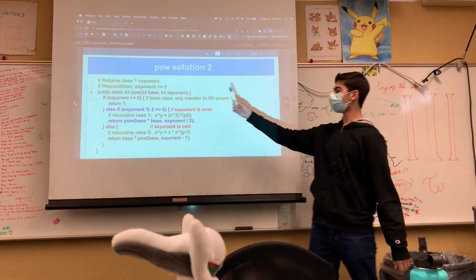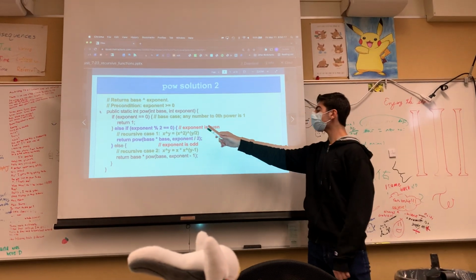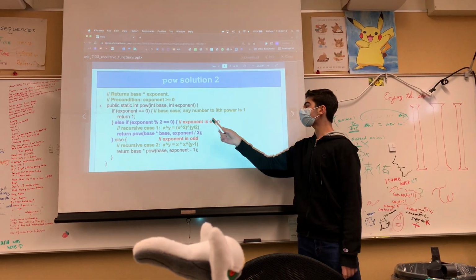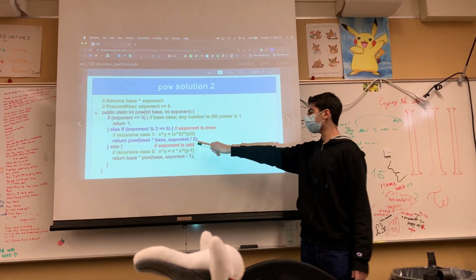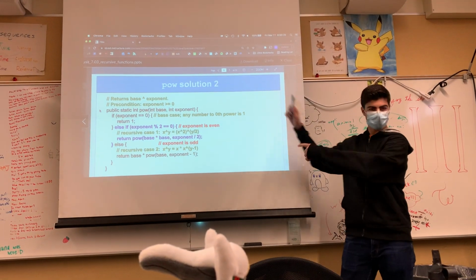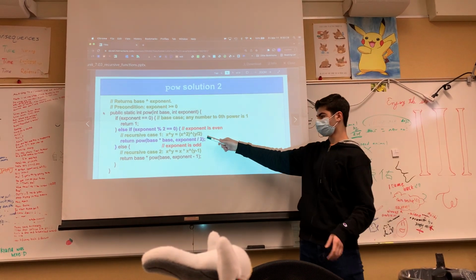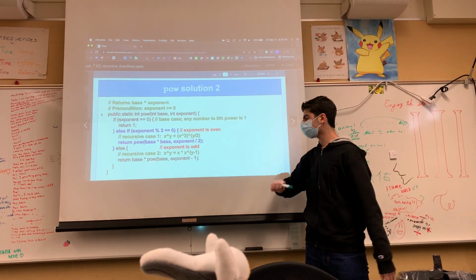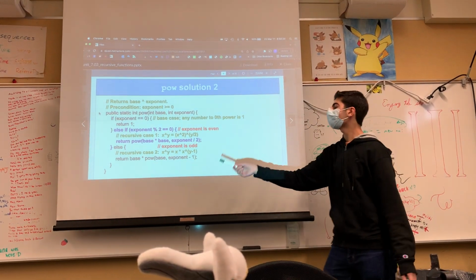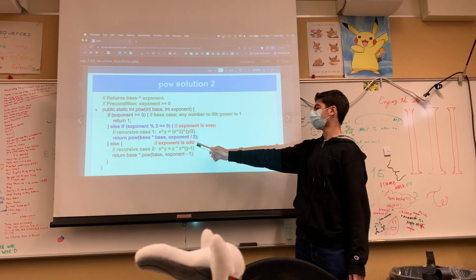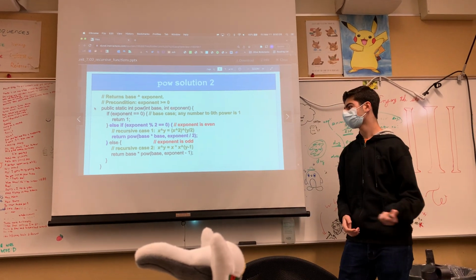So yes. If the remainder equals 0, that means that it's even. Then it returns PAL base times base and exponent divided by 2. We're going to go through it again on the whiteboard, so we'll make sense of this later. Else, so if it's not even, essentially, it returns the base times power of base, exponent minus 1.